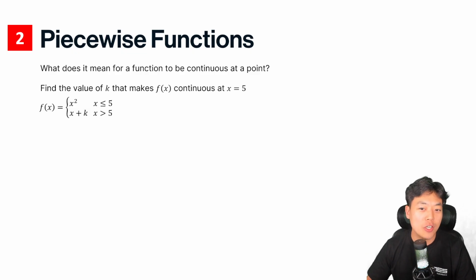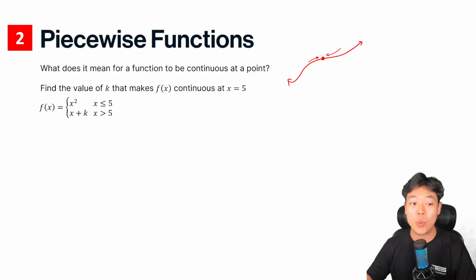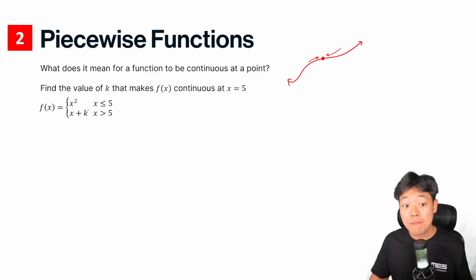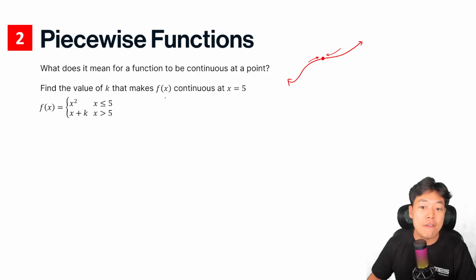What does it mean for a function to be continuous at a point? Well, let's say we have some curve that looks like this, and we're asked, is this function continuous at this point? Well, that means from the right and from the left, they meet at that point, and that point exists as well.